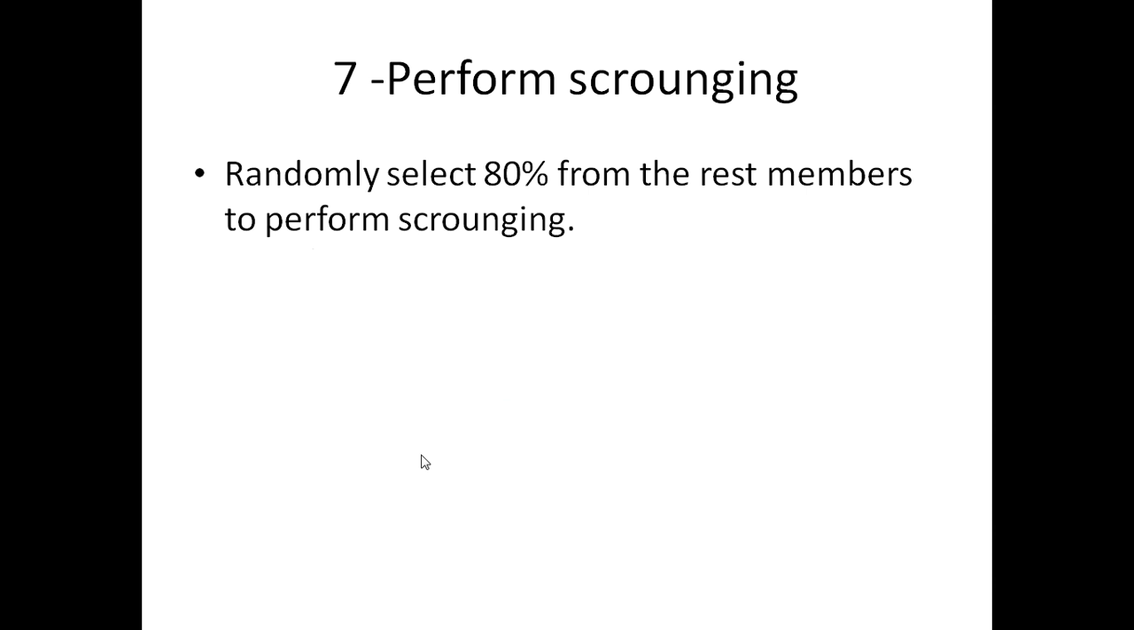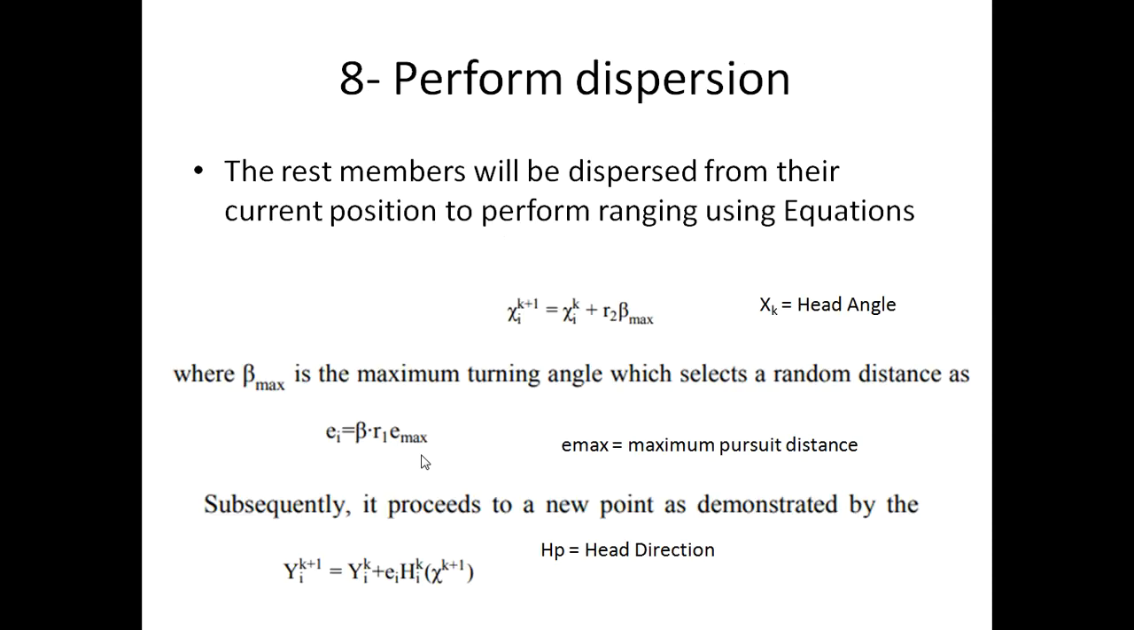After that, scrounging will be performed. We will randomly select 80% of the rest of the members to perform scrounging. And then dispersion will be performed with all the remaining members, which we call rangers. For that, we have a specific formula. YIK+1 equals YIK, that is the current position of any specific member. It is for all members. Plus EI, where EI is calculated using this formula: beta R1 Emax, where Emax is the maximum pursuit distance, beta is a constant value, and R1 is a random number.